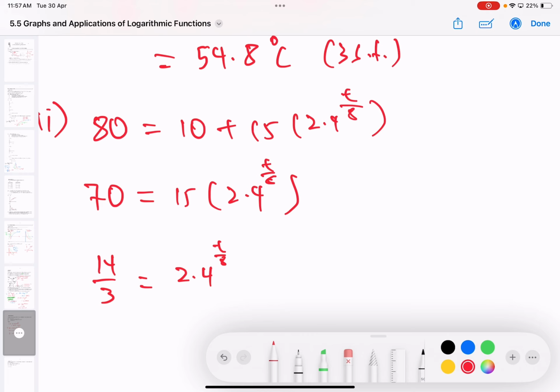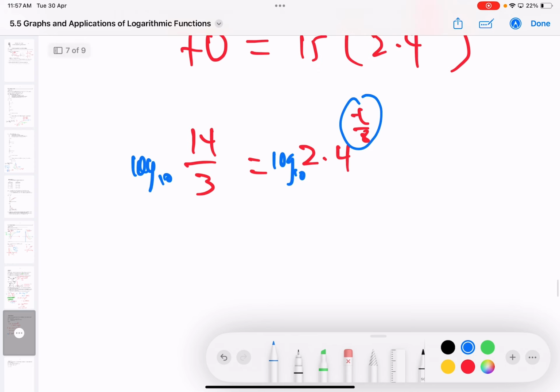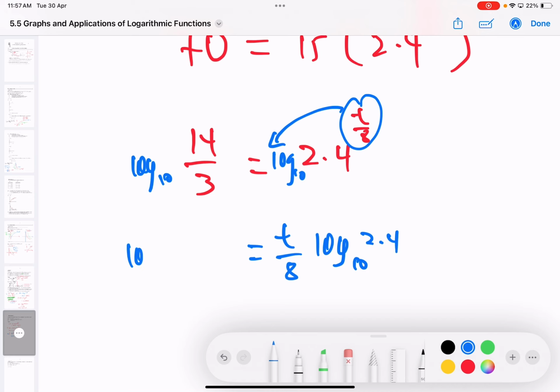Okay, now the way that we can do this is we can use our log. I can log both sides. That means I'm going to lg both sides. Why do I do that? What exactly is lg? lg is actually log base 10. If I log base 10, this power, I can bring it down. So this one is going to be T over 8 times log base 10 of 2.4, and this is log base 10 of 14 over 3.